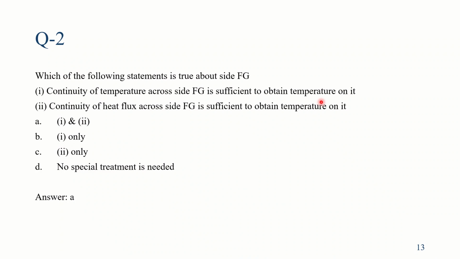And similarly, if heat flux is there, that is, so much amount of heat transfer is taking place across unit area, again we can say that FG is sufficient. I mean, heat flux across FG is sufficient to obtain the temperature on it. So we can say that both 1 and 2 statements are right. So option A is the right answer.